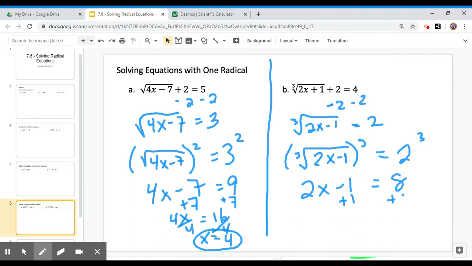And then we add 1 to both sides. 2x equals 9. Divide by 2. And we have x equals 9/2. Or if you want to write 4.5, that's fine.